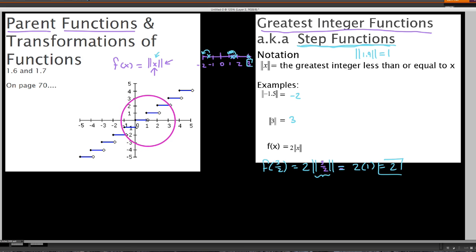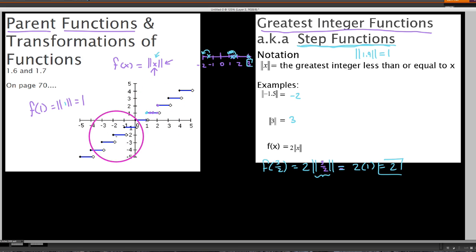But the moment you get to 1, think about this. What would f of 1 be if we have double bar 1? It would be 1. So the moment I get to x equals 1, now I'm at a height of 1 on my function. And 1.1 would go to a height of 1, and 1.5 would go to a height of 1. Everything up to 1.99999 would collapse back down to a height of 1, but the moment we get to 2, we'd be at a height of 2.